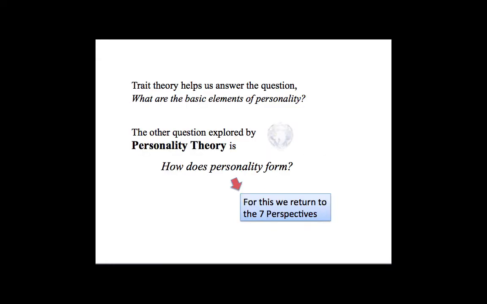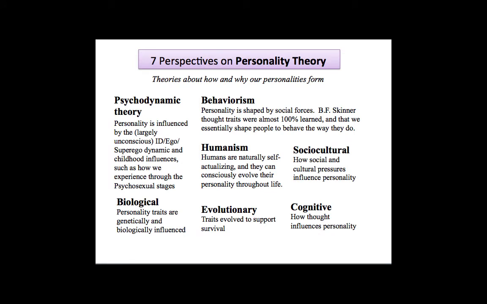All right, trait theory helps us answer the question, what are the basic elements of personality? The other question explored by personality theory is how does a personality form and what are the essential structures of it, like the id, ego, and superego. And again, for that, go to the 7 perspectives slide. And here's the 7 perspectives on personality theory, where for each one, I've put in the definition of how it would specifically, in one brief encapsulated phrase, approach personality.